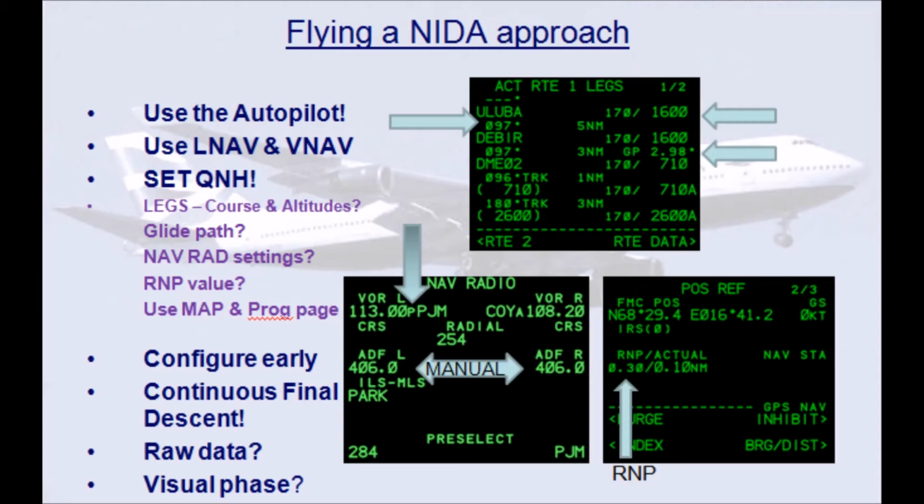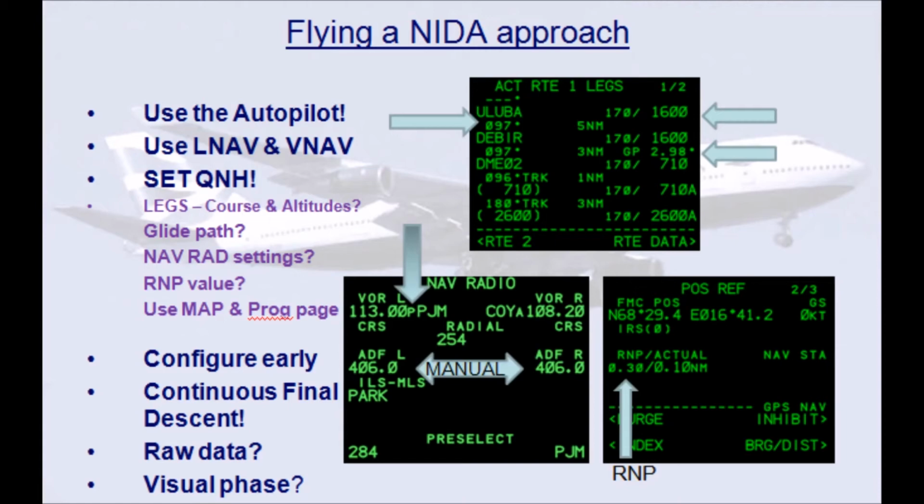Preparation on the FMC then. On the legs page, check the course and distance between the fixes, and the altitudes on the right hand side are correct, and make sure the glide path is compatible with what you want to do. And on the nav radio page, some things to look at.